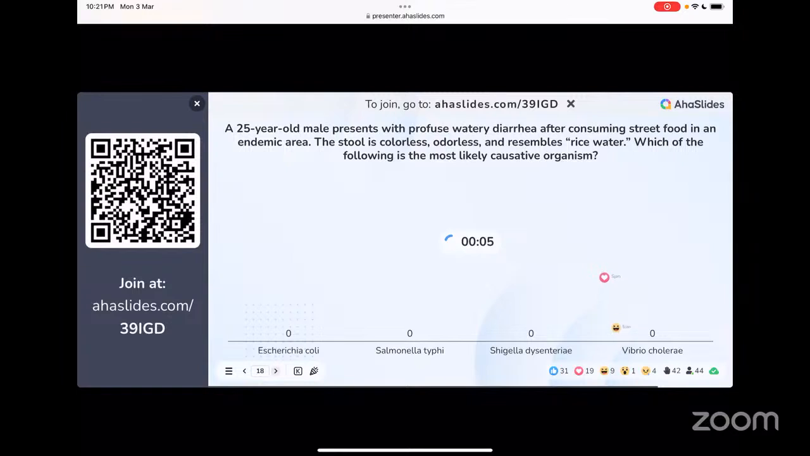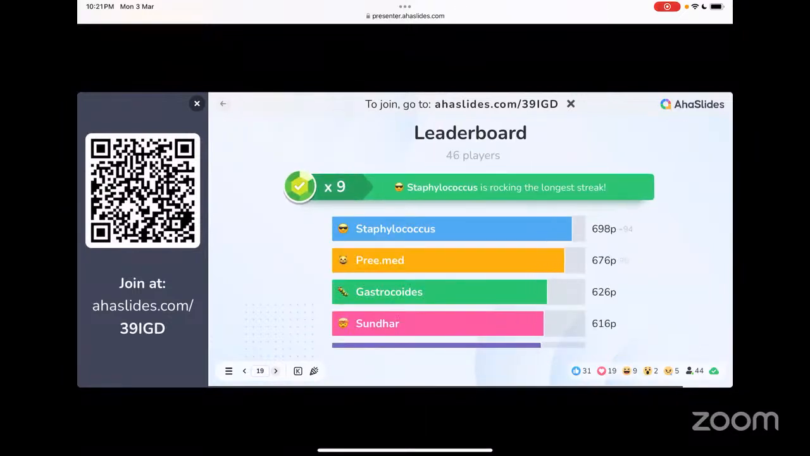Let's see, guys. What did you get? Right. So most of you have got this right. Moving on to the leaderboard. All right. So we got Sundar up as well.